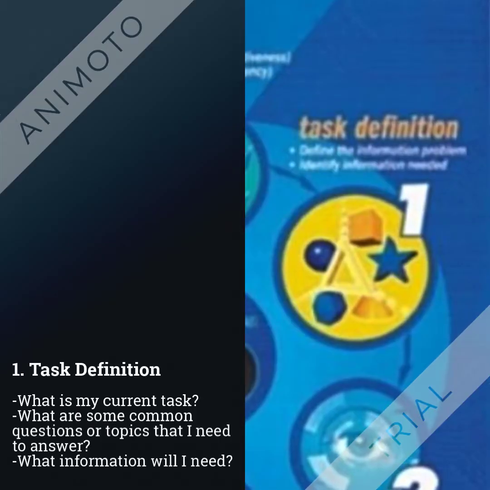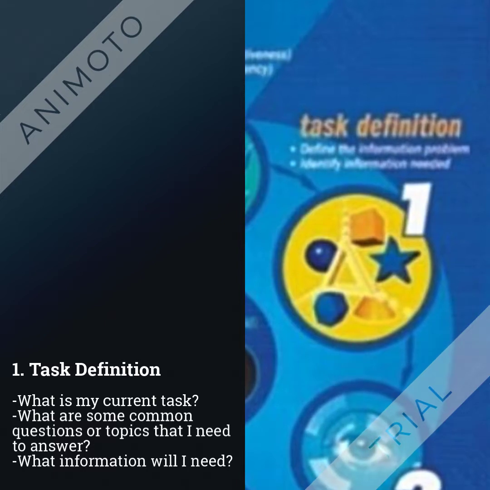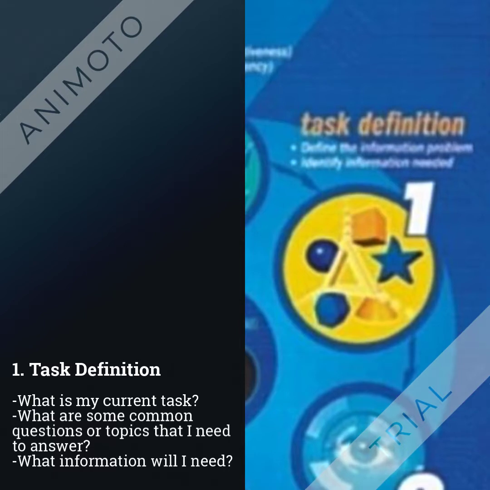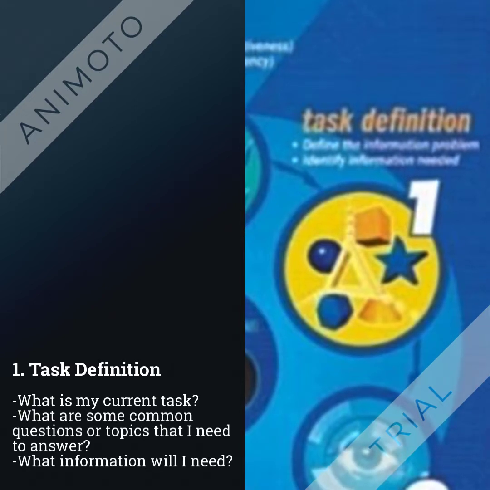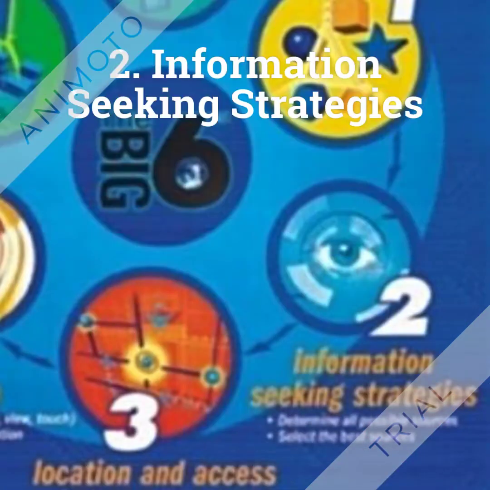The first step in the Big 6 Research Method is task definition. This is where you will define the information problem or identify the information needed. Some questions to ask yourself are: What is my task? What are some topics or questions I need to answer? Or what information will I need?